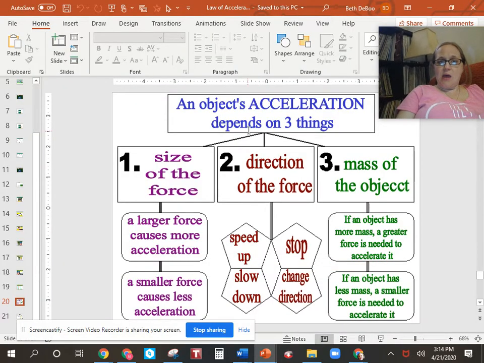So acceleration depends on the mass of the object, the direction of the force, and the size of the force. So our force is the same. So a larger force causes more acceleration, a smaller force causes less acceleration. It said that it was going to have the same force. Okay, so we need to focus on the mass. So if an object has more mass, a greater force is needed to accelerate it. Okay, if an object has less mass, it needs a smaller one.